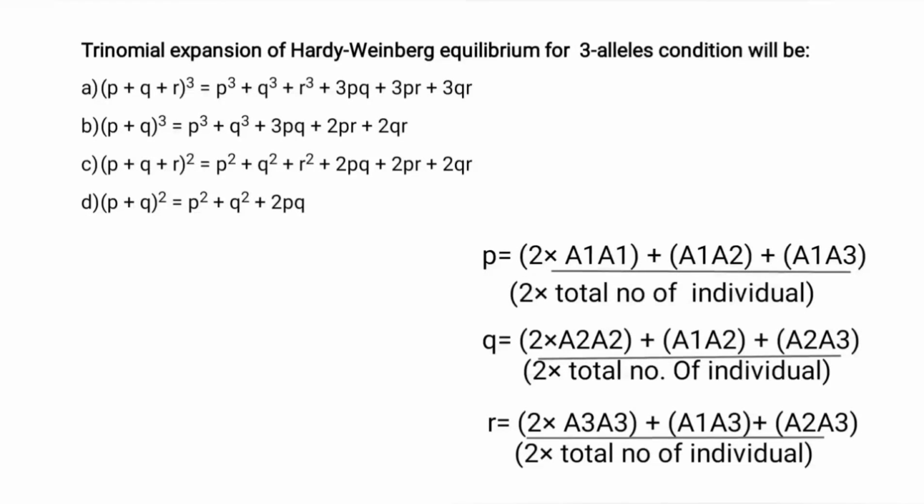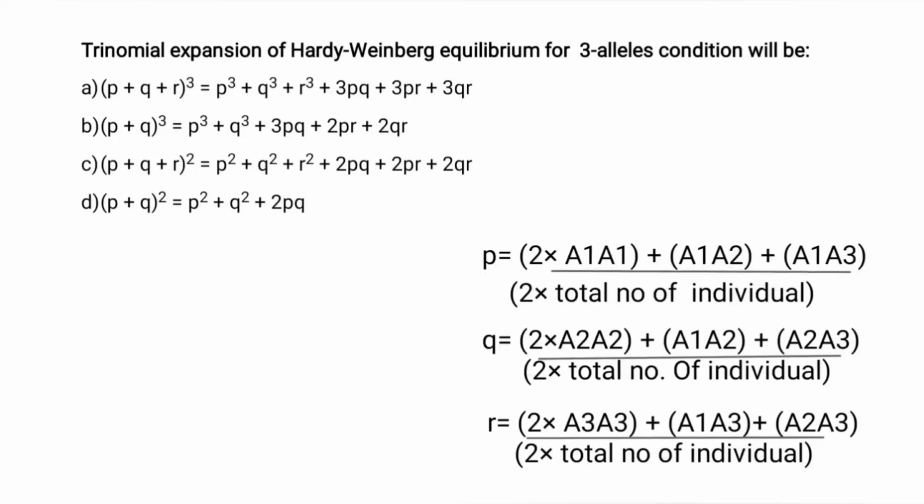Similarly, the Hardy Weinberg equilibrium can be extended to gene with multiple alleles. Suppose there are three alleles A1, A2 and A3 at a locus with dominant hierarchy: A1 dominates A2 and A2 in turn dominates A3.